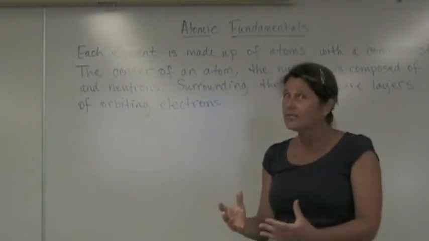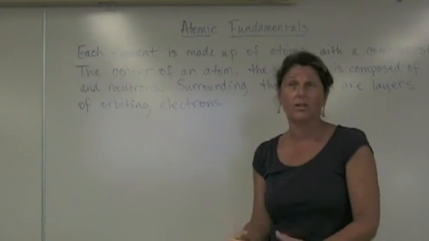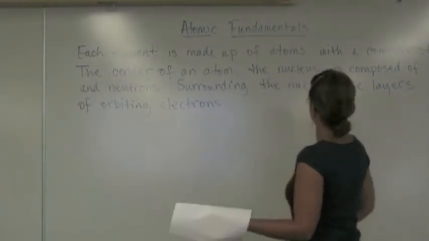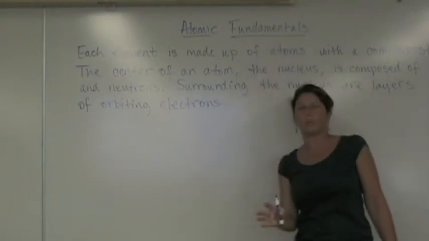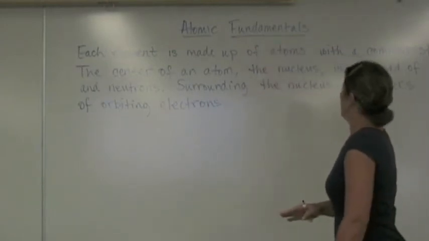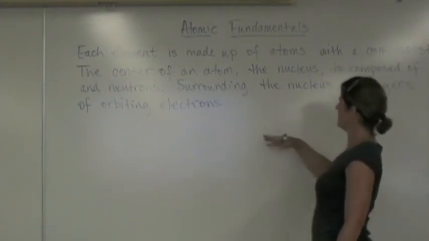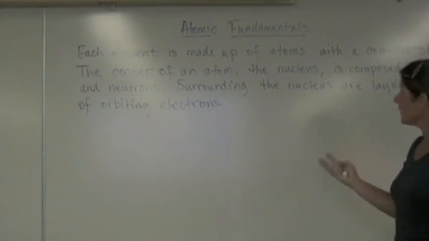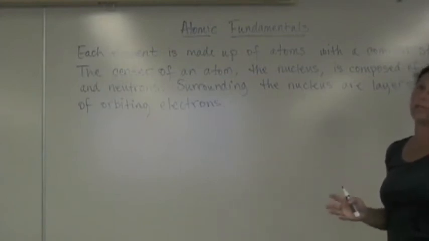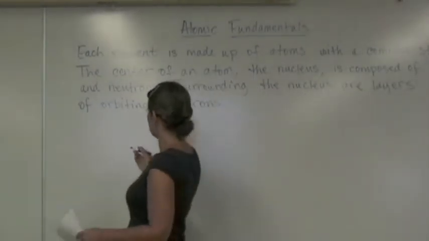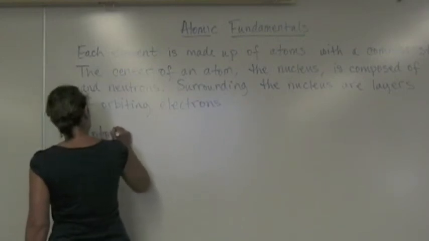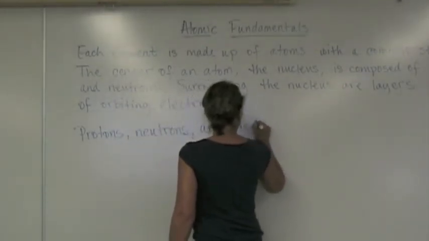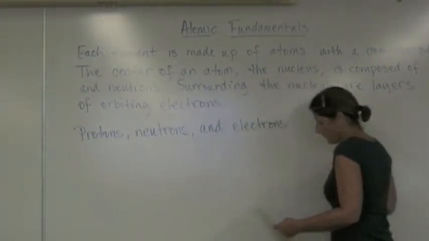We're not. But there are things that we do know, and we're very solid about, and that's what we're going to talk about today. Okay, so protons, neutrons, and electrons. So every element, gold, copper, silver, hydrogen, is made up of atoms with a common structure. The center of that atom, the center of all atoms, we refer to as the nucleus, and it's composed of protons and neutrons. And then surrounding that nucleus are layers of orbiting electrons. Okay, so protons, neutrons, and electrons are known as subatomic particles.